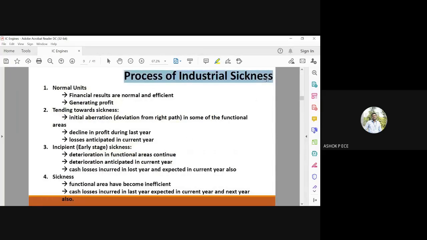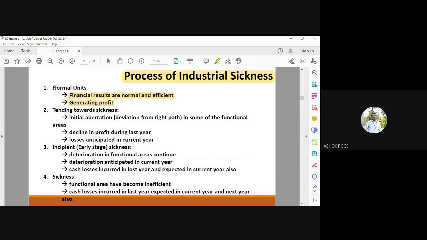The process of industrial sickness. So how does the sickness come into an enterprise? What are all the factors that lead to sickness in industries? First one, normal units. Financial results are normal and efficient, generating profit.